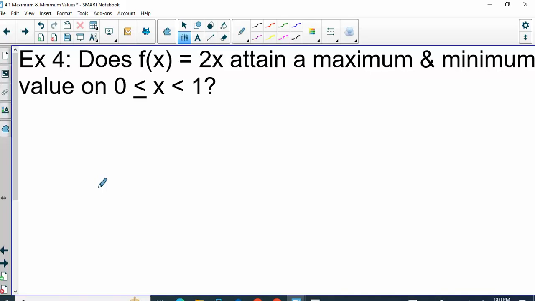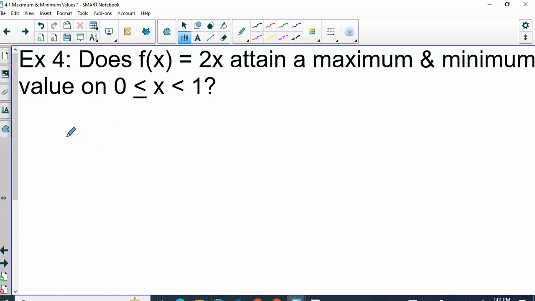Alright, let's look at this one. I want to know, do I have a maximum and minimum on the interval 0 less than or equal to x less than 1? What do you notice about this, first of all? There's an open circle. It ends with an open circle. So am I going to have both a max and a min? No. Probably not. Alright, let's see.